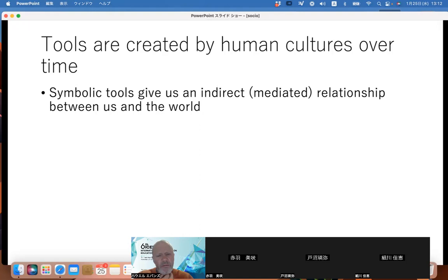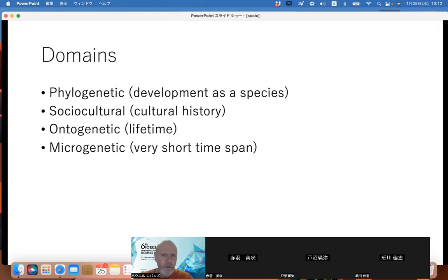Right? So in other words, we don't really act on the world directly. We use tools to act on the world indirectly. And it's a kind of historical approach, right? So we've been over this before.